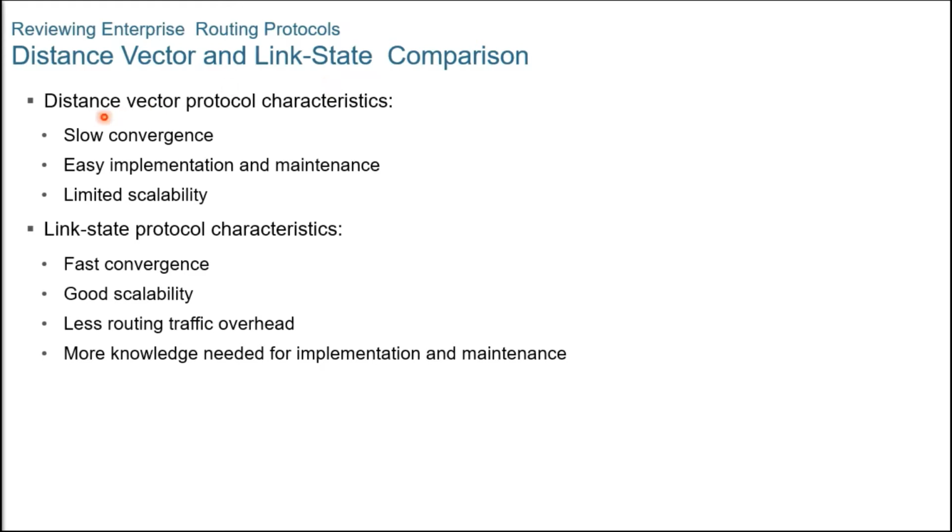Now distance vector protocol characteristics: slow convergence, easy implementation and maintenance, and limited scalability. Whereas for the link state protocol, it is fast convergence, good scalability, less routing traffic overhead, and more knowledge needed for implementation and maintenance. Again, several protocols are running under distance vector, which includes RIP and EIGRP. And for the link state, a popular one is OSPF.